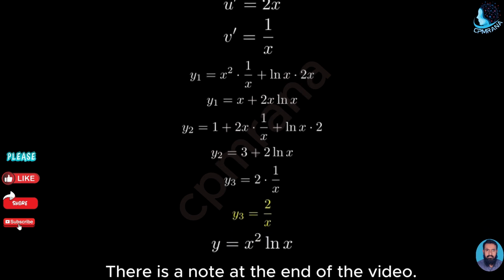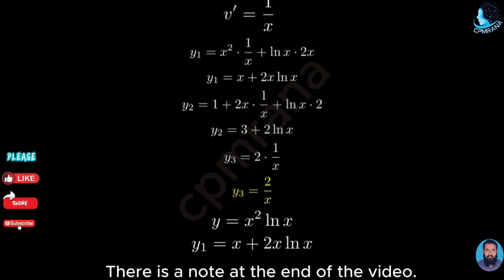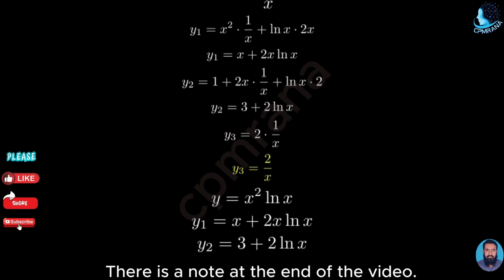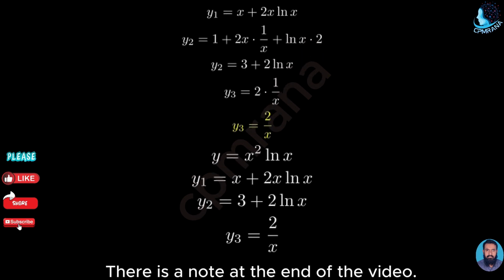Let's review what we did. We started with y equals x squared natural log of x, found the first derivative using the product rule to get x plus 2x natural log of x, then found the second derivative to get 3 plus 2 natural log of x, and finally found the third derivative to be 2 over x.